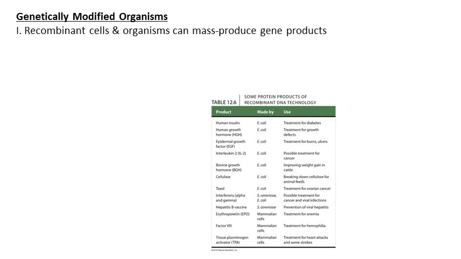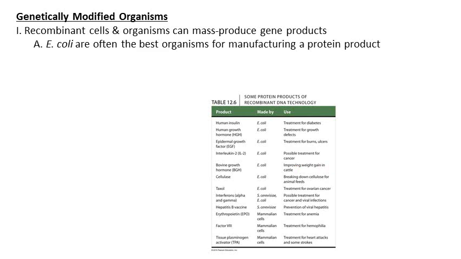And so what we really have is recombinant cells, recombinant organisms, and oftentimes what we get out of this is mass produced gene products. So for instance, if we look in our table 12.6, human insulin is made by E. coli, and it's used in the treatment of type 1 and type 2 diabetes. So you can see E. coli is used to produce not only human insulin, but human growth hormone and other signal molecules. And so GMOs are actually not terribly uncommon.